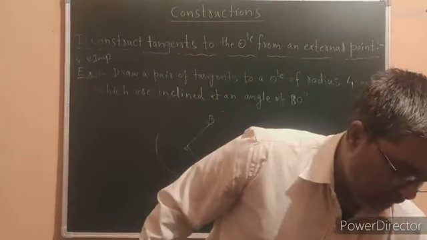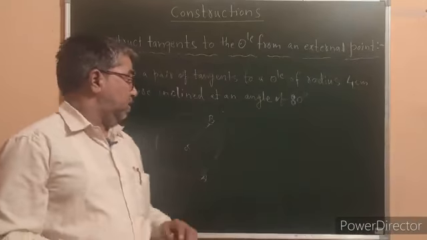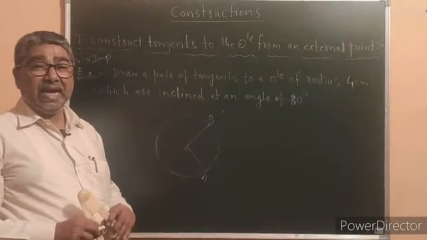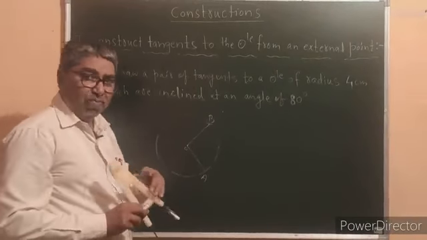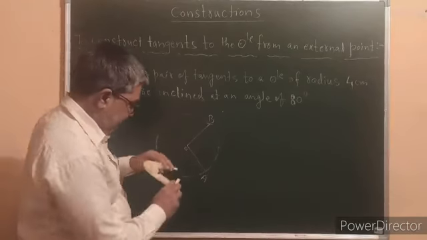Now according to the theorem, tangent and the radius are perpendicular to one another, so it means that at the point of contact they will be forming 90 degrees angle.